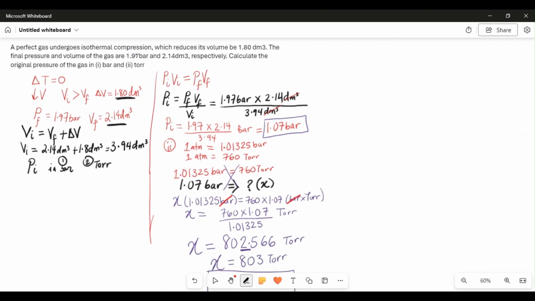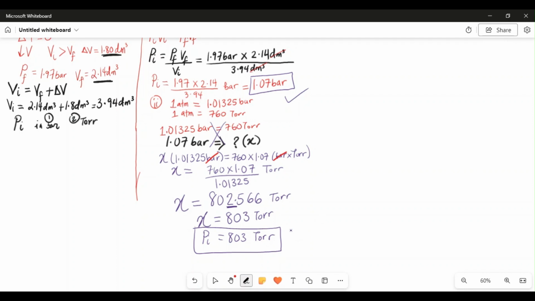We have first of all broken things down, solved for the initial pressure using the combined gas law. And when we found it in bar, we were now able to do unit conversion to determine the initial pressure in torr.